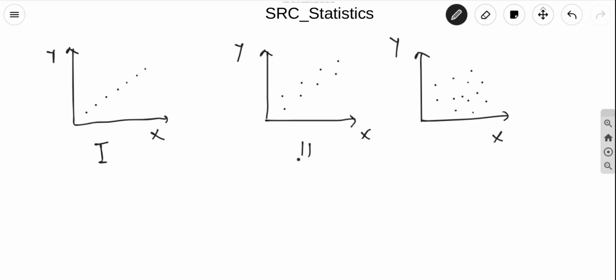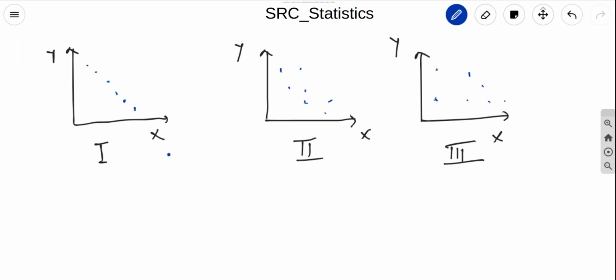Okay, now come to chart number 2. Here we can see that though they are showing a positive trend, they are not along one straight line. Okay, they are closer to a line. So there is positive correlation, but it is not perfect positive correlation, but high correlation between two variables X and Y. See the third plot. We cannot understand any trend from this third plot. Okay, all the points are scattered randomly, so there is zero correlation between the two variables X and Y.